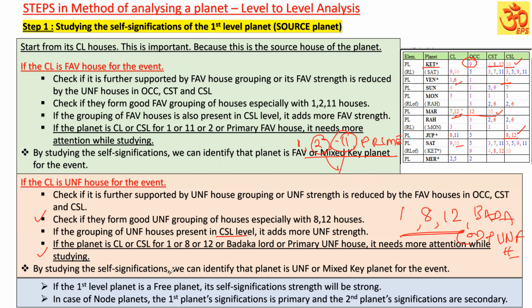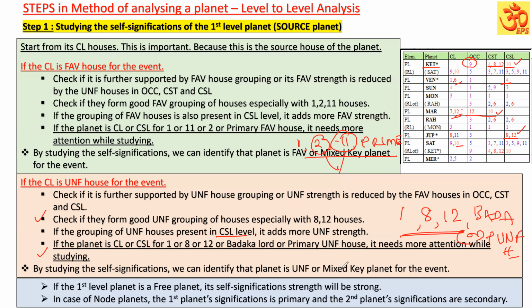By studying the self-significations, we can identify whether the planet is unfavorable or a mixed key planet. It means a planet having an unfavorable house in CL, and in OCC, CST, CSL also having unfavorable houses, then it is going to be unfavorable. If it is also having favorable houses, it is going to be a mixed key planet. I hope you have understood.